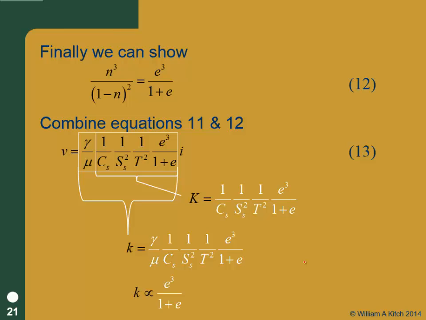So this tells us that K should be proportional to e cubed over 1 plus e for a given soil. Because a given soil is going to have a given pore shape. It's going to have a given shape factor. It's going to have a given specific surface, and it's going to have a given tortuosity.